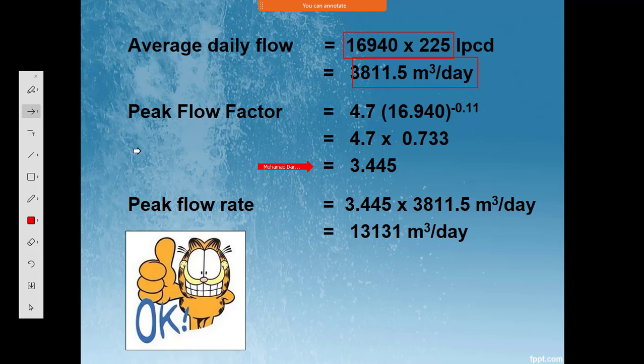Okay, now for the peak flow rate, just multiply the PFF times the average daily flow. It will give you the answer for the peak flow rate. Okay, so that is simply the peak flow rate. That is the average daily flow over here, and here is the peak flow factor. Okay, fine. Any question?